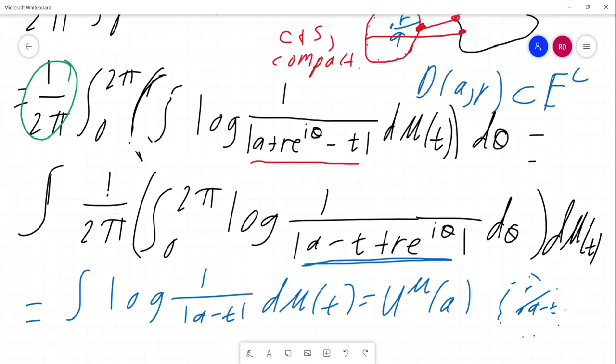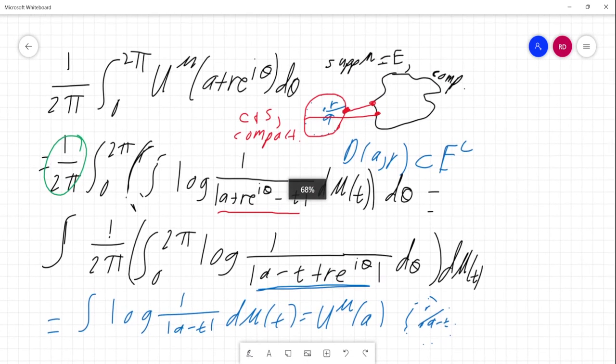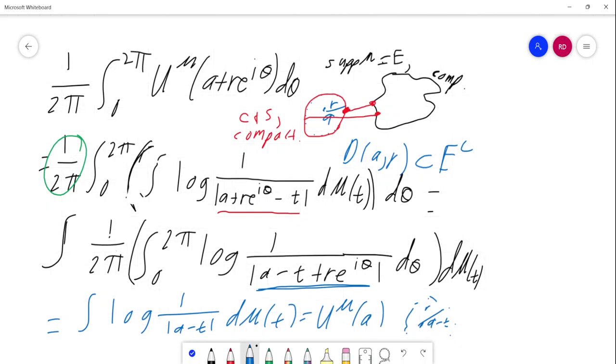So let's look at the chain we've got here. We started with this, and we ended with this. That's the mean value property. Therefore, the potential is itself harmonic.